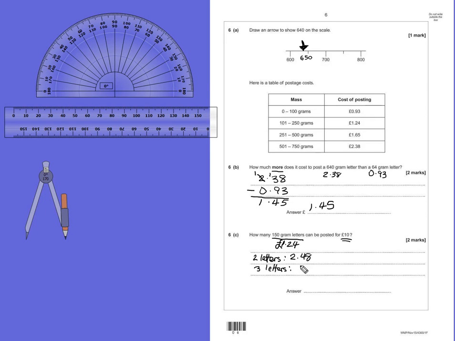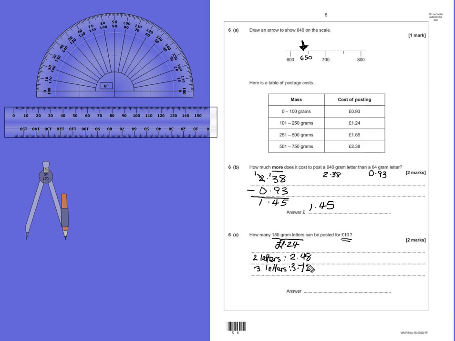We'll add on another 124. So £2.48 add £1.24. 4 add 8. It's going to be 12. Carry 1. 2 add 4 is 6. So 7. 1 add 2 is 3. So £3.72. So we know we can definitely afford 3.